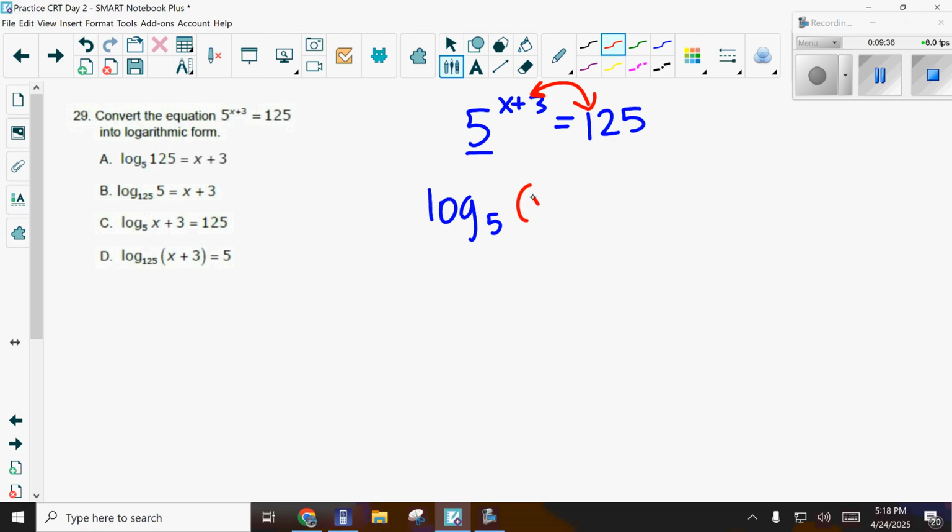So this is going to be x plus, flip-flop it. This is going to be 125 here, and then the x plus 3 goes to the other side. It doesn't say to solve it, it just says convert. So we're looking for log base 5 of 125 equals x plus 3. That gives me choice A.